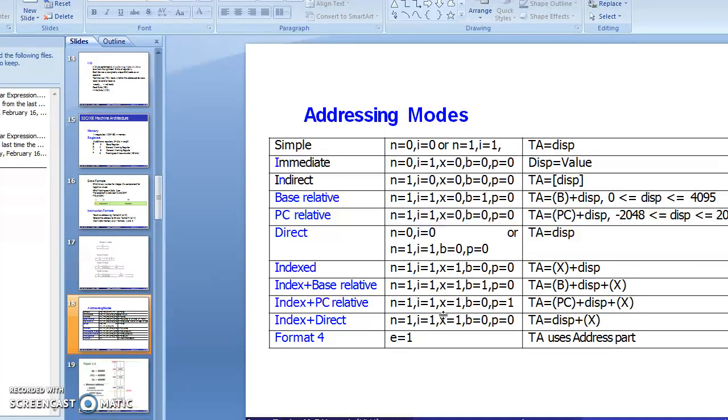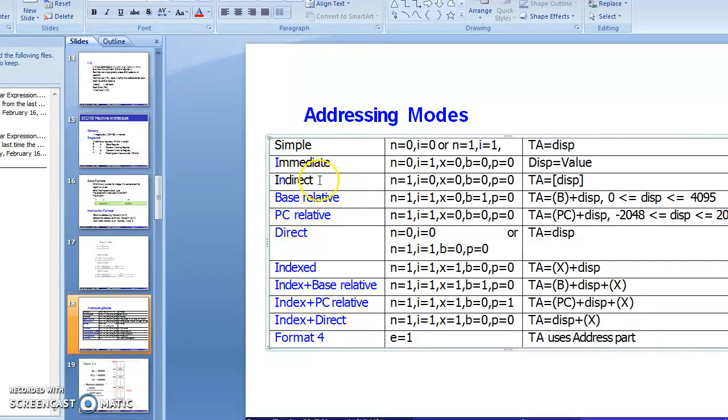The first one is simple addressing mode. In simple addressing mode, n value will be 0 and i value will be 0, otherwise n value will be 1 and i value will be 1. The target address is simply the displacement. The second is immediate addressing mode. In immediate addressing mode, only the i value will be 1. Here the displacement must be the equivalent value of the corresponding register. For the remaining, n value will be 0, x value will be 0, b value will be 0, and program counter value will be 0.